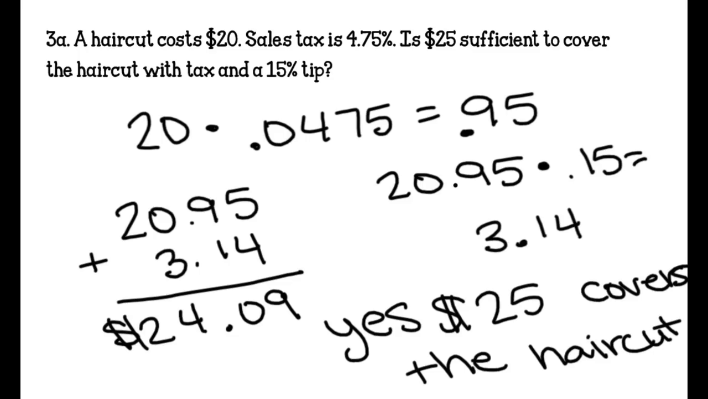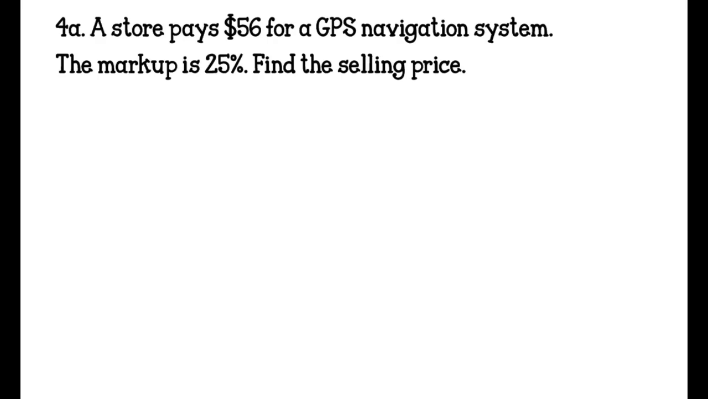Okay, markup is when, say you own a store and you buy the clothes for one price, but when you sell them for more so that you can make money. So that's the markup percentage. And so that's what 4A is covering. A store pays $56 for a GPS navigation system. The markup is 25%. Find the selling price.